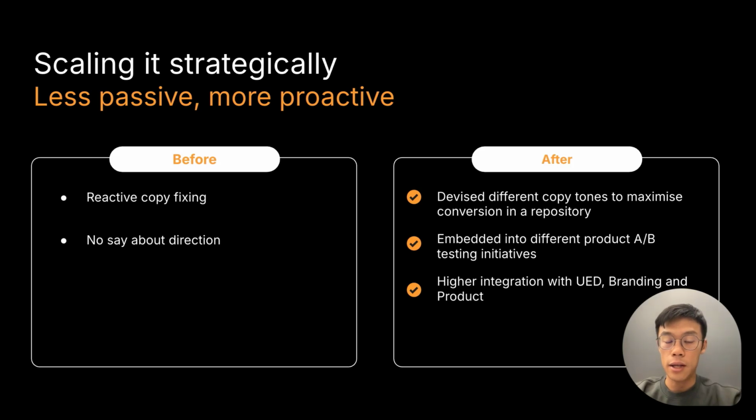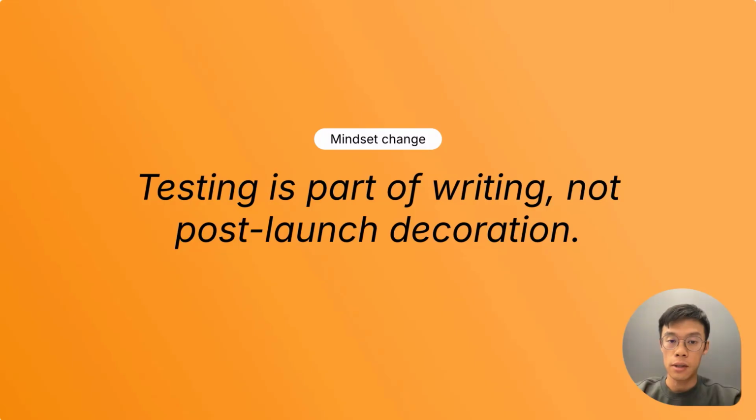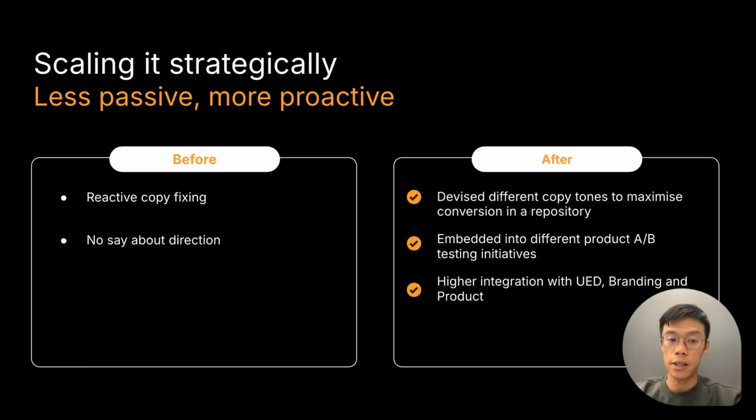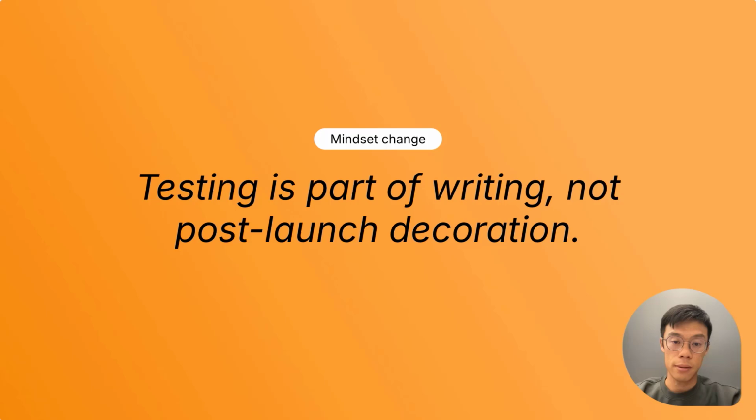So you can see the difference here. Before, very reactive and no say about the direction. And afterwards, just by changing the mindset a little bit and changing the way we tell our story and how we test our copy, we were able to devise different copy tones and maximize conversion and put that into a repository. We also embedded into different product A/B test initiatives and had high integration with UED, branding, and product.